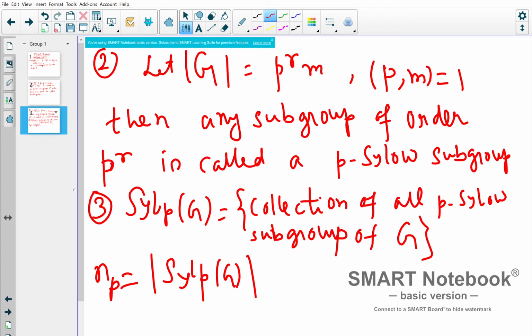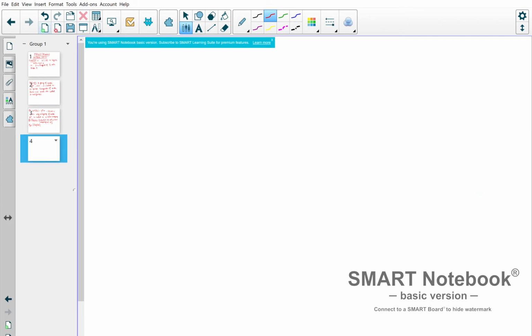What is Sylow's theorem? Sylow has three theorems. Nowadays we call them Sylow's theorem 1, Sylow's theorem 2, and Sylow's theorem 3.